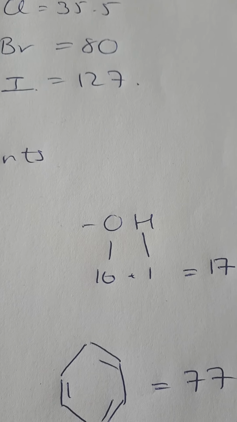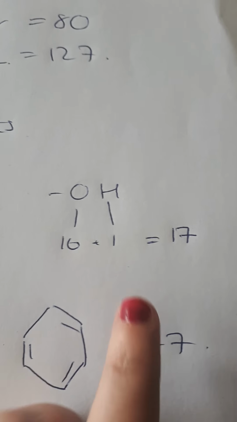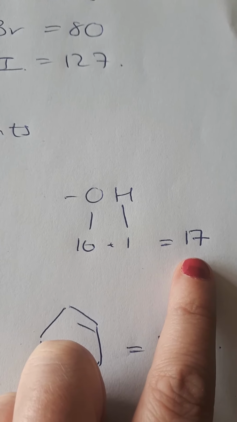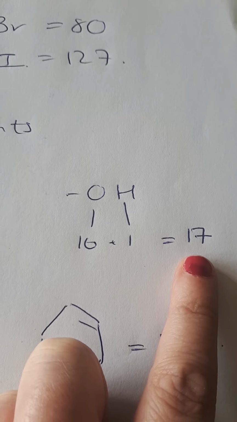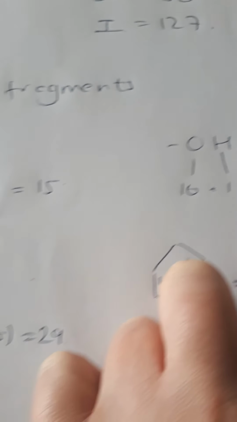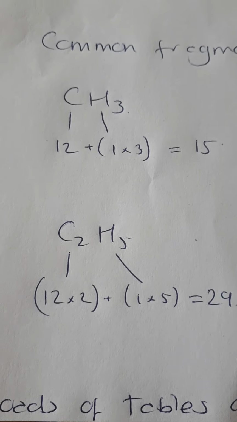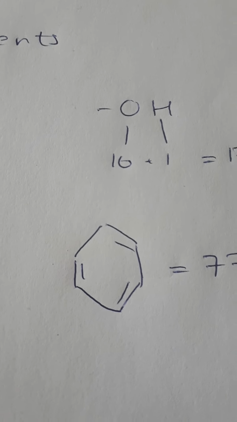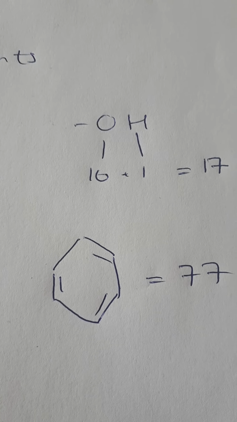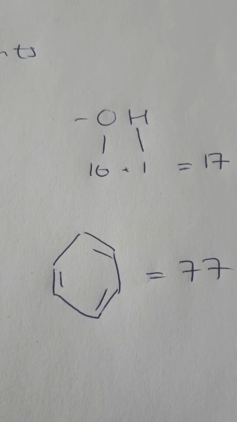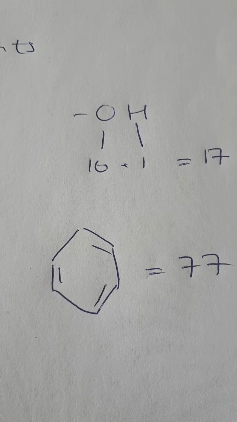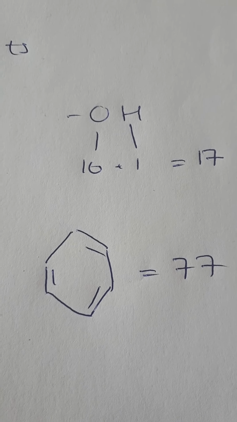The OH then, 16 plus 1, so 17. And we'll come across that quite a bit, especially when we meet the likes of alcohols and carboxylic acids. C2H5 is another very common one, again 29. And then after a while, a lot of them contain benzene. And benzene, C6H6, has a peak at 77.